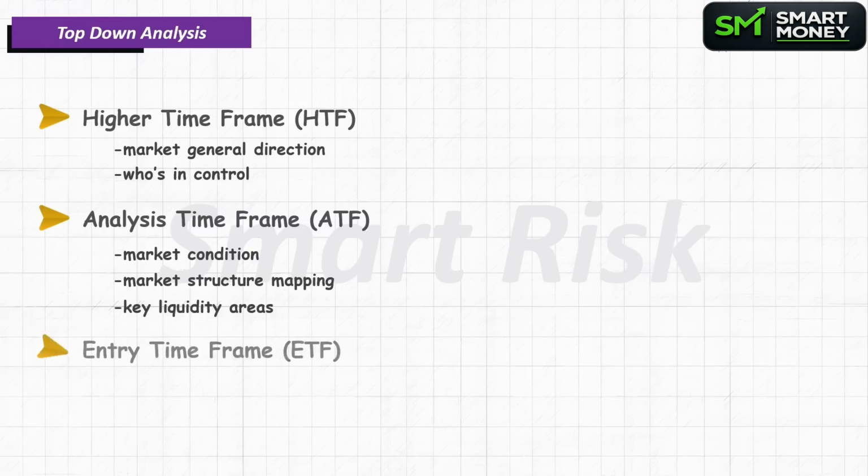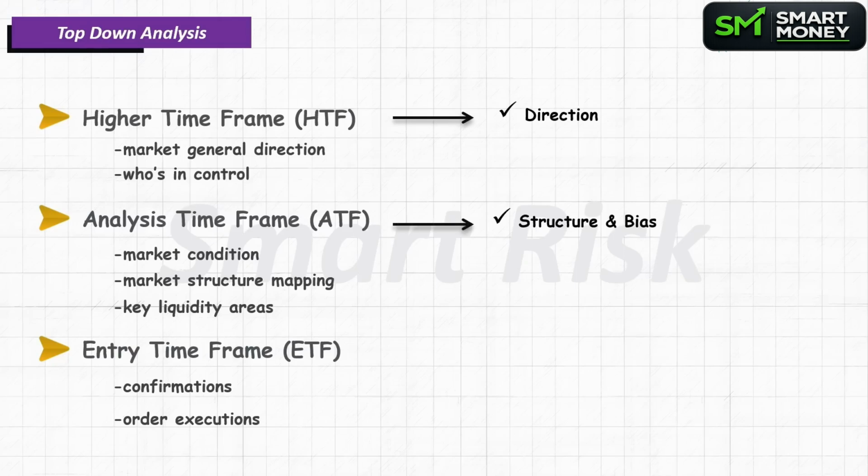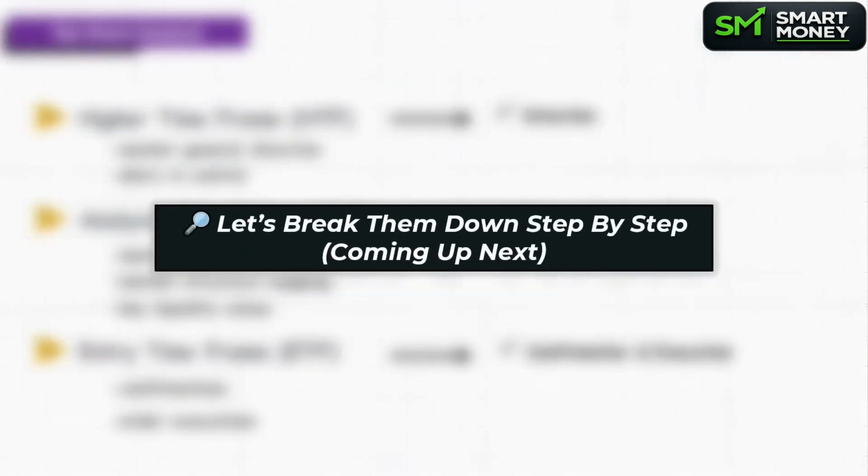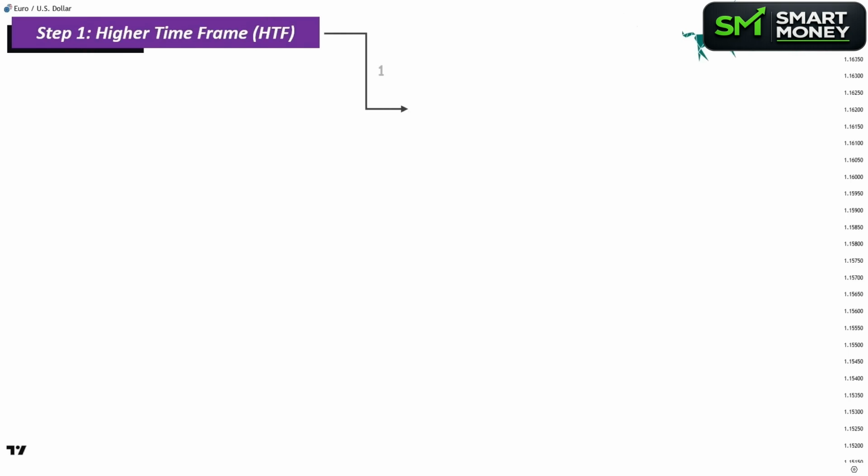Number three is the entry time frame. Once our bias is clear, the entry time frame is where we zoom in to look for confirmation signals and execute the trade. So each time frame has a different purpose. The higher time frame gives us direction. The analysis time frame gives us structure and bias, and the entry time frame gives us confirmation and execution. Now, let's break them down step by step, starting with the higher time frame.